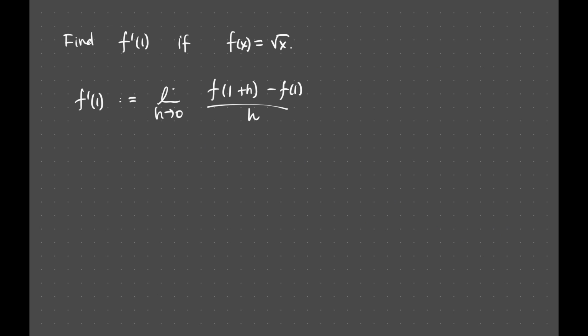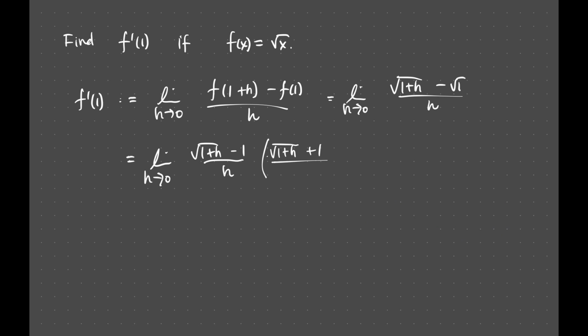That is, we need to compute the limit as h goes to 0 of the quantity f of 1 plus h minus f of 1 all over h. Using the definition of f as the root function, we see that this limit is equivalent to the limit of the square root of 1 plus h minus the square root of 1 all over h. The square root of 1 is just 1, so this becomes the limit of the square root of 1 plus h minus 1 all over h.